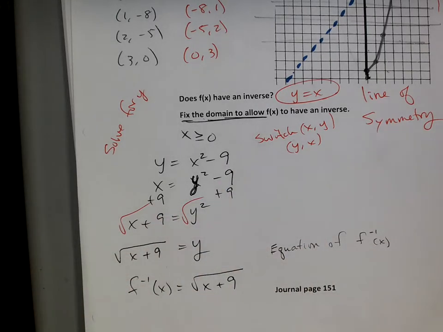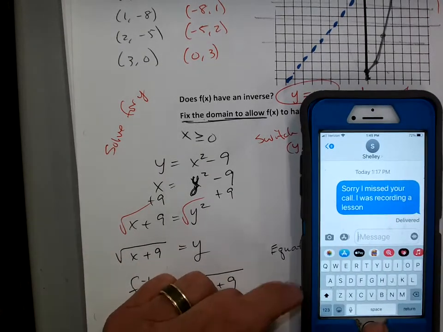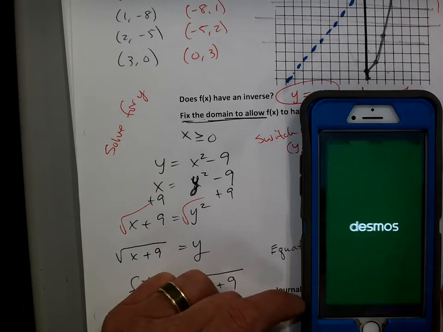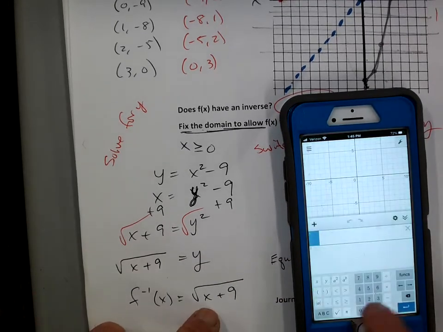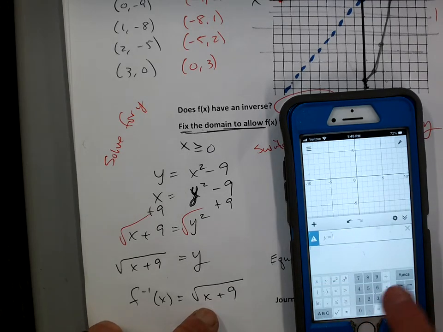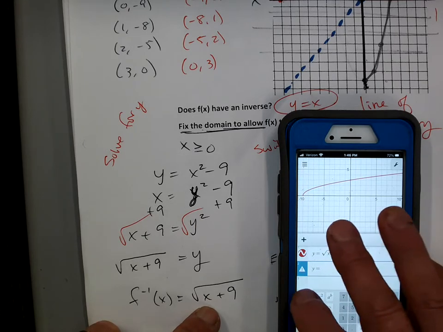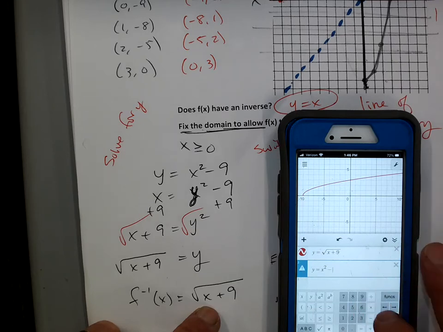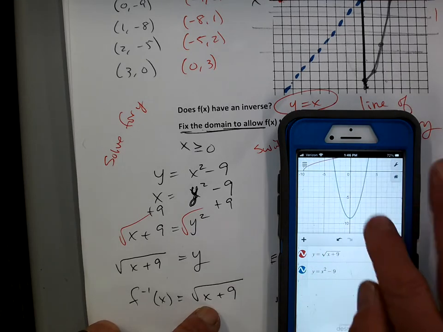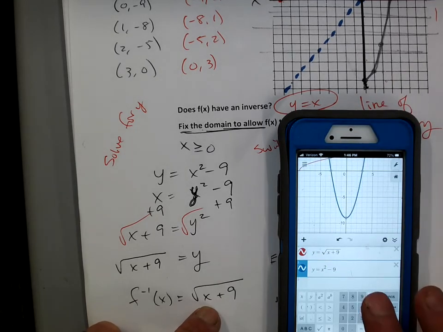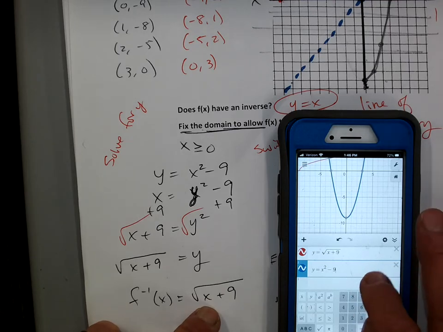Now, if I were to graph this on my phone using Desmos, let's see what it looks like. Hold on. Let me get my Desmos out. I like Desmos. So I can graph this here. If I graph y equals the square root of x plus 9, there it is. If I graph the other one, y equals x squared minus 9, the problem is that I can't restrict it. I know there's a way to change the domain, but I just have to figure that out. But anyway, there they are.